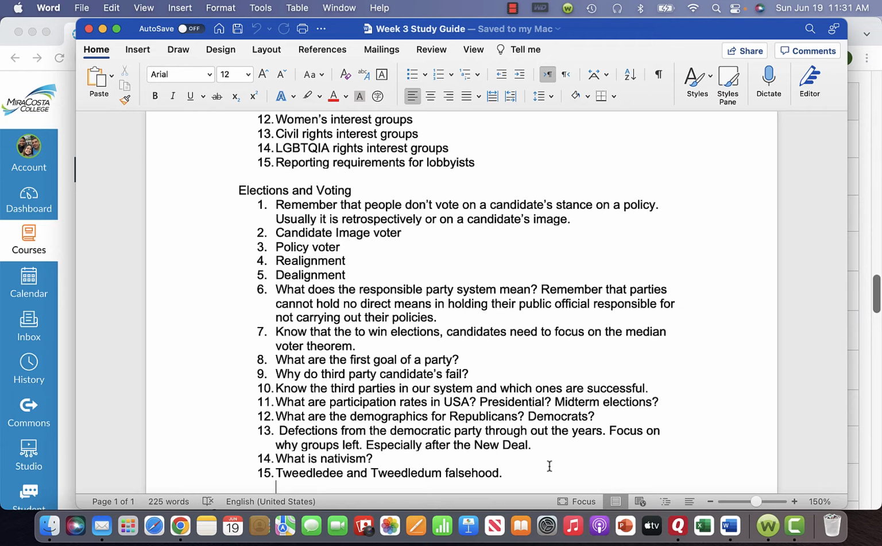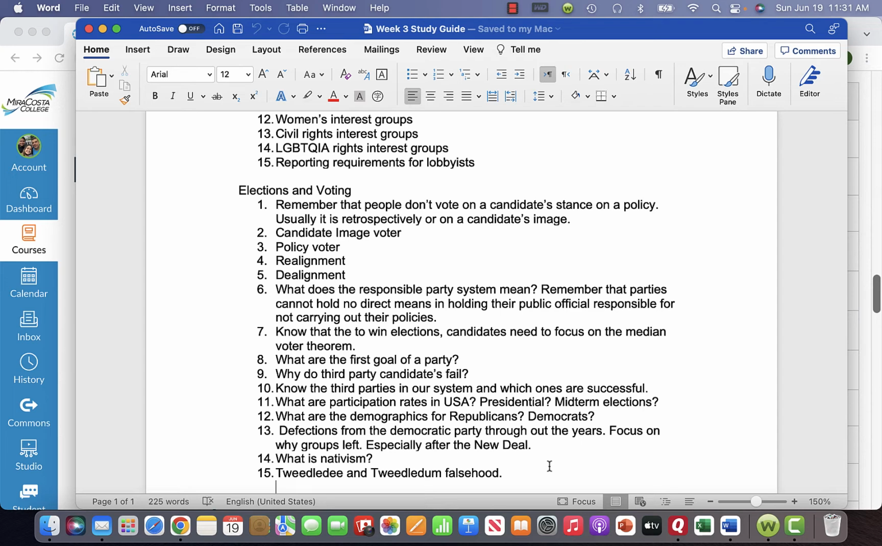A candidate's image is also important. A voter will give their vote to somebody that might have charm, confidence, or even attractiveness, right? A policy voter is going to be a person that will vote based off of a candidate's position on things like taxes, maybe abortion, maybe the environment, maybe race relations, and all that stuff. We have 2 concepts that happen every so often in the electorate here, known as realignment and de-alignment.